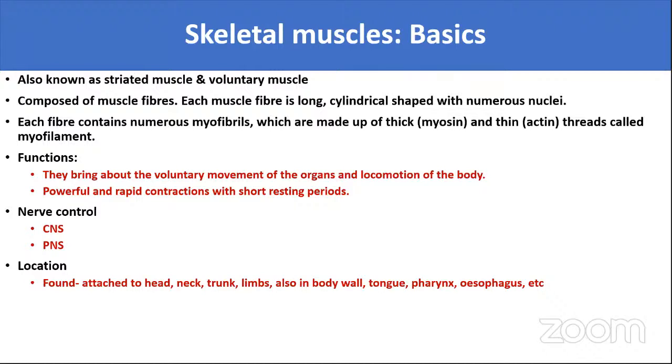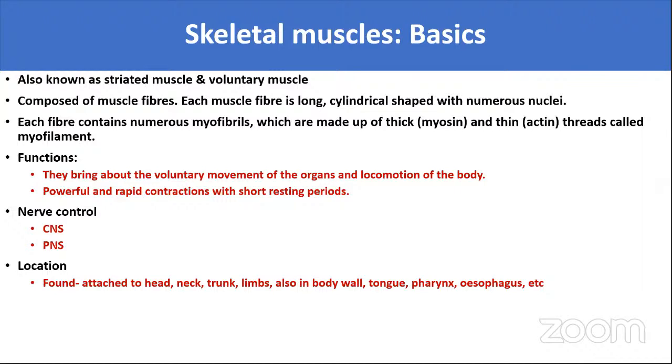So we don't say, come on, now start the peristaltic movements, or we don't give the command to the heart, start pumping the heartbeat. But with respect to the skeletal muscles, obviously with the help of these muscles, we can do the movements or the locomotion. Now, obviously the skeletal muscle is composed of muscle fibers.